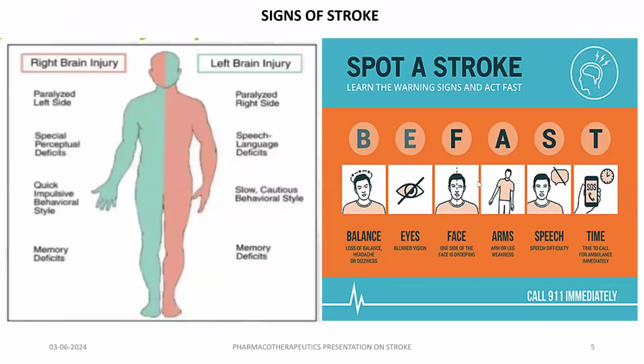Now let's look at how we spot a stroke, or how we get to know a person is having one. The right side of the brain is responsible for the left side of the body, and the left side of the brain is responsible for the right side of the body. So if the right side of the brain is injured, then the symptoms are seen on the left side of the body. And if the left side is injured, then the right side is affected. The major symptoms we see when a person is having a stroke are facial paralysis and inability to move or take their arm up, or they're unable to speak properly. Speech language deficits are seen.